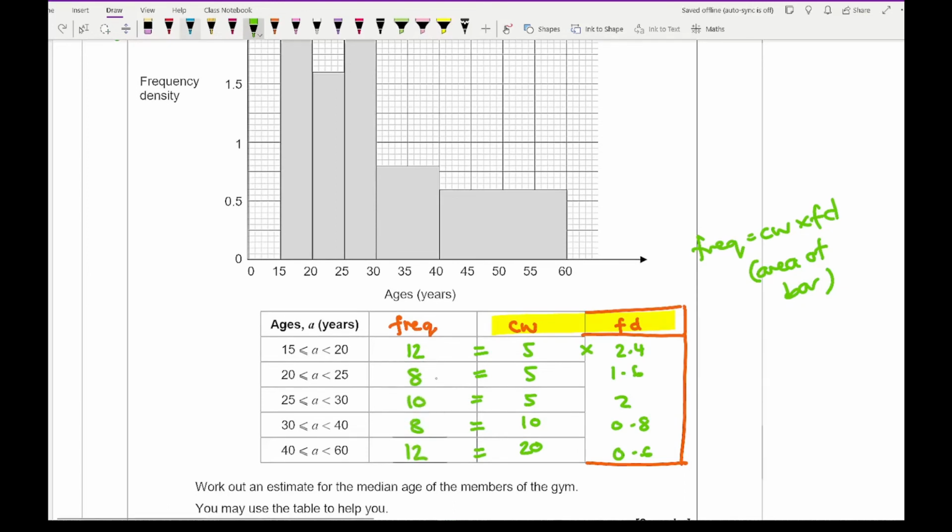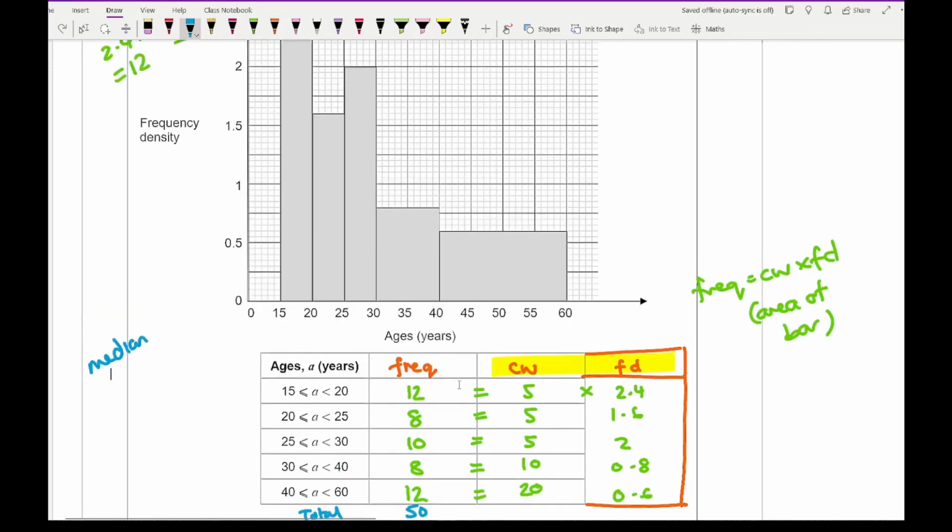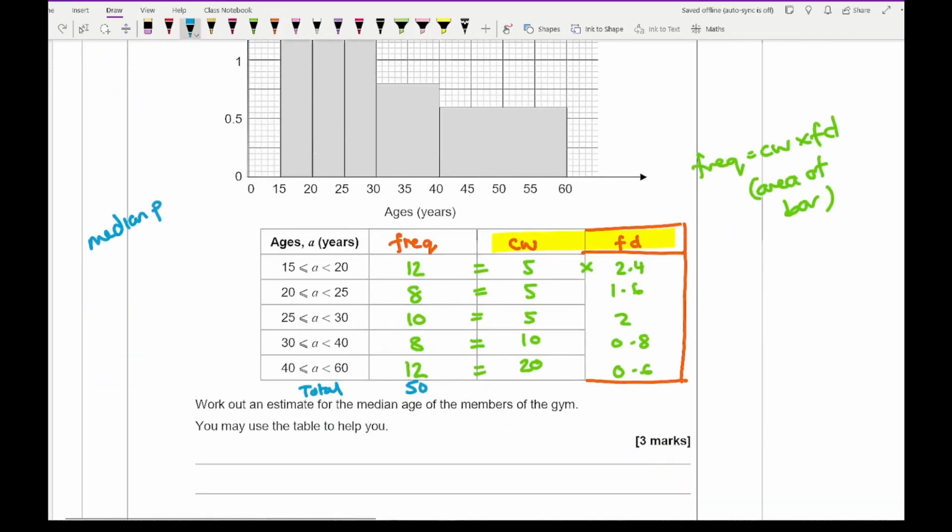Now, looking at the total frequency is 50. So that means that the median person equals the 25th person. So that's where I want to find where they are. Now, in terms of counting using cumulative values, I've got 12 plus 8. So I need the 5th person in this group.